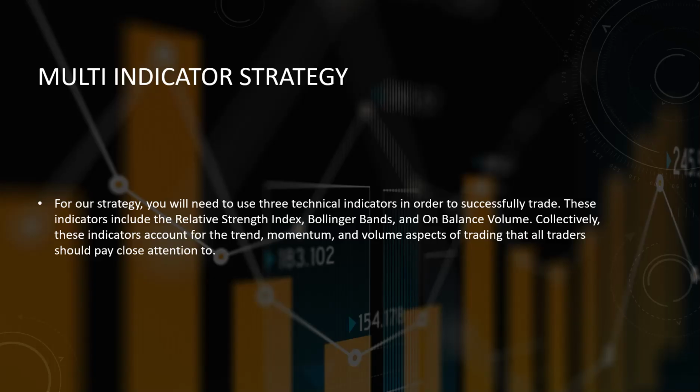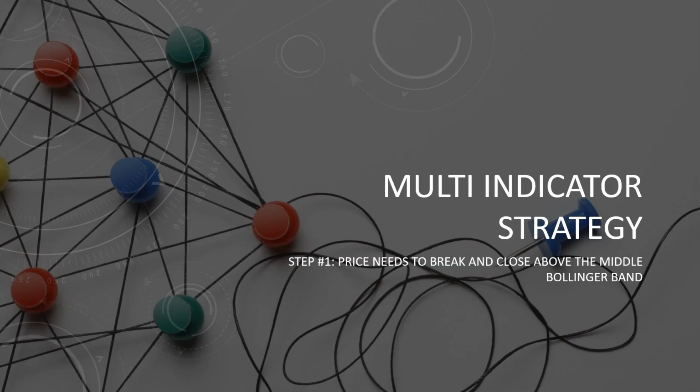For our strategy, we will use the three indicators in order to successfully trade. These indicators will include RSI, Bollinger Bands, and OBV. Collectively, these indicators account for the trend, the momentum, and the volume aspects of trading that a trader should pay close attention to. So how do we start? Well, we have them on our charts. Our charts are set up.